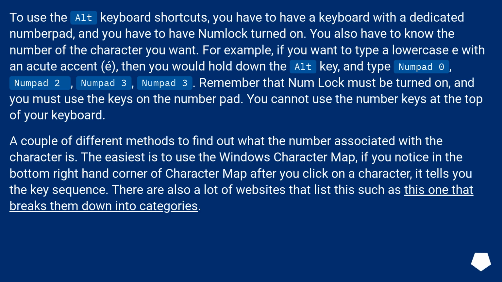There are a couple of different methods to find out what the number associated with the character is. The easiest is to use the Windows Character Map. If you notice in the bottom right-hand corner of Character Map, after you click on a character, it tells you the key sequence. There are also a lot of websites that list this, such as this one that breaks them down into categories.